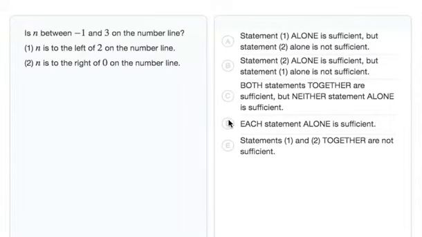To solve this data sufficiency question, we'll consider each statement separately first and then together if needed. Before diving into the statements, let's take a look at what the question is actually asking us. We're asked: is n between -1 and 3 on the number line?